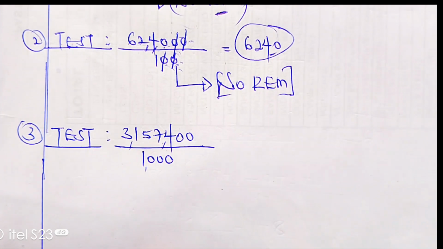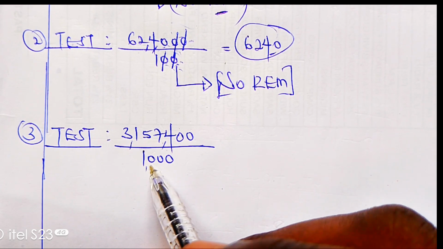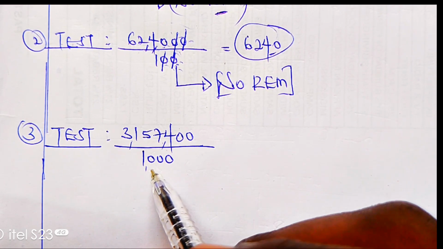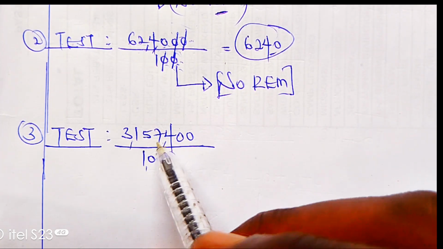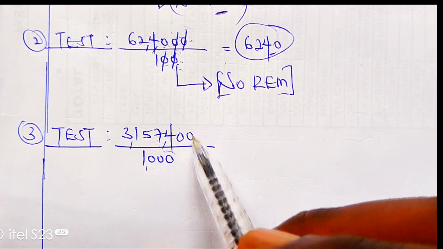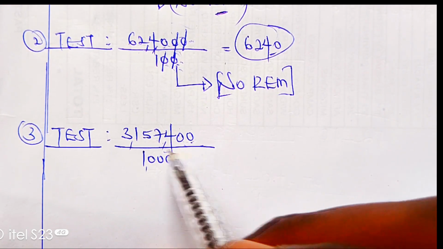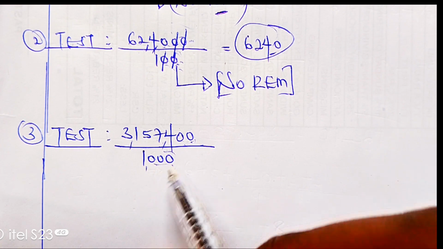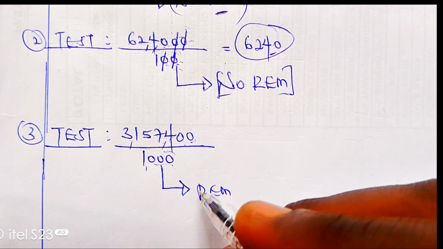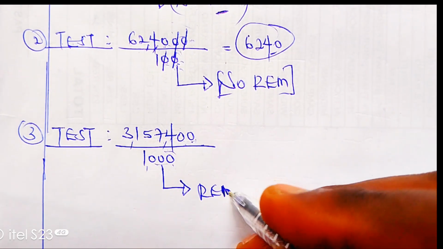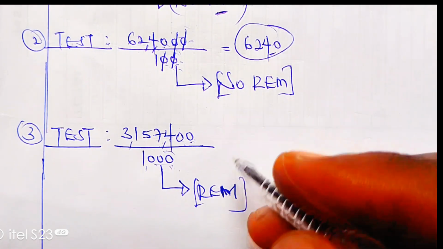Don't forget that 1000 is also a multiple of 10. So the question is, how many zeros does 1000 have? 1000 has 3 zeros. So how many zeros does 3,157,400 have? 3,157,400 has 2 zeros, as you can see. Since this has 2 zeros while this one has 3 zeros, there's no way there won't be a remainder. There will surely be a remainder. Why? Because it doesn't have up to the number of zeros as the divisor. That's why there will be a remainder.